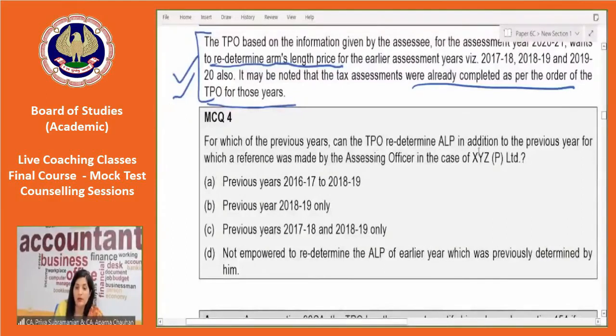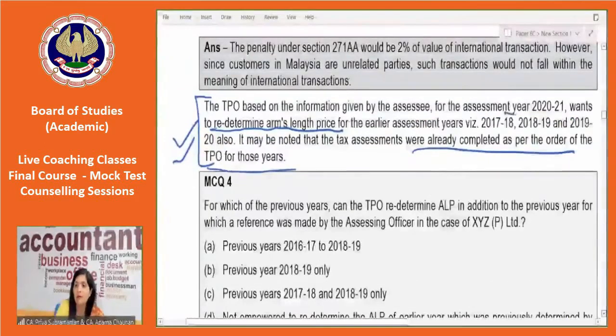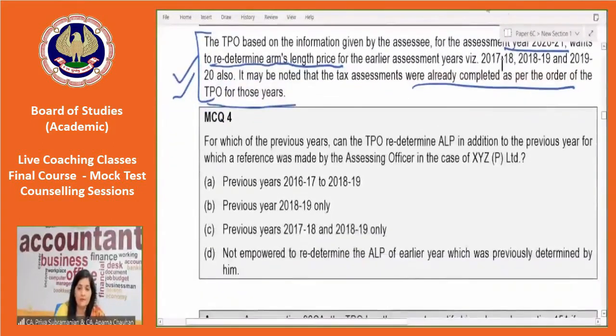Based on these facts, MCQ 4 asks you: for which of the previous years can the TPO redetermine the ALP, in addition to the previous year for which a reference was made by the AO? The AO made a reference for assessment year 2021, but the TPO wants to redetermine the arm's length price of the earlier assessment years. Can he do it? Can the TPO redetermine the ALP which he already completed?